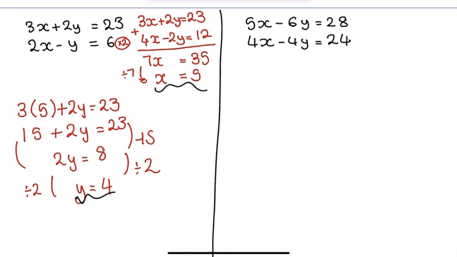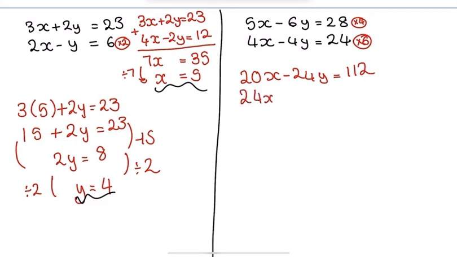Now, if you made the x's the same, just follow through still and then just see if you're getting the right answers. So to make the y's the same, I need to times the top by 4 and the bottom by 6. If I do that, I'm going to write it underneath. So making sure I'm timesing absolutely everything on the top there by my 4. And then timesing absolutely everything on the bottom by 6. And you should have got this.